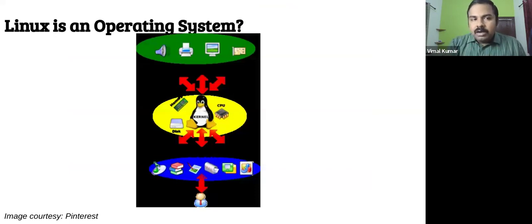Then we have to learn the uniqueness of the Linux operating system. Actually, Linux is not an operating system. The name of the kernel is Linux. An operating system that uses this kernel to build itself is called a Linux-based operating system. Ubuntu is a Linux-based operating system, because it uses the Linux kernel.